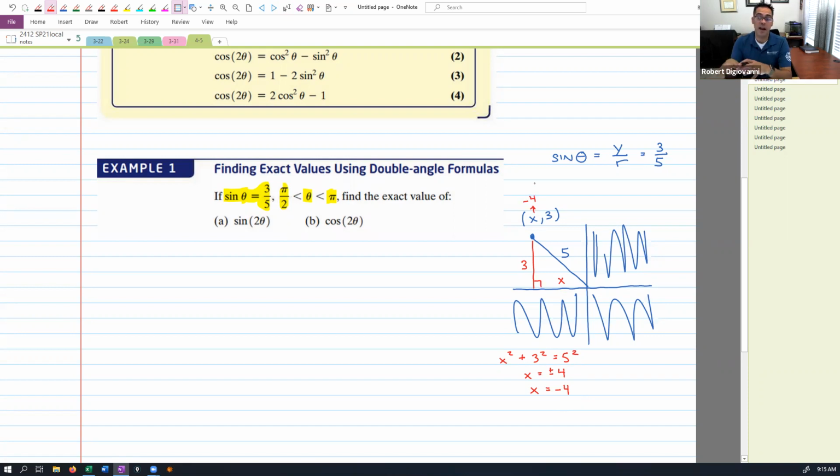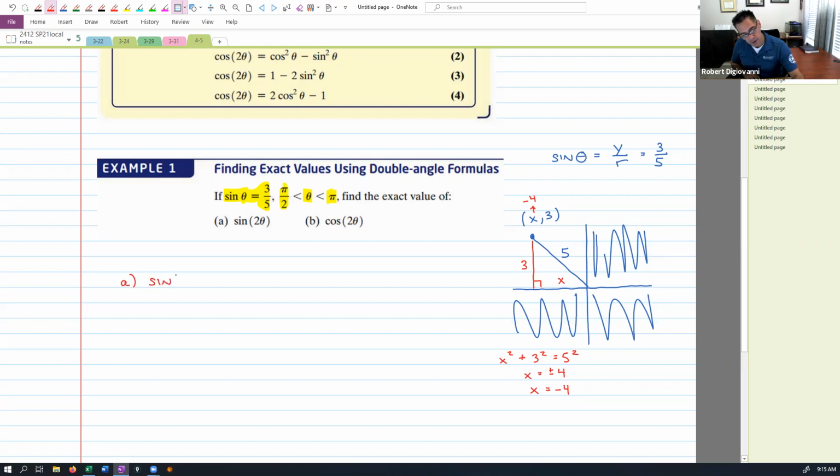The reason I did that is now I know what sine theta is, since it was given, but I also know what cosine of theta is, if I need it. I also know what tangent theta is, and all the reciprocals. I know everything I need to know about theta, all the trig functions of theta. Now let's do part A.